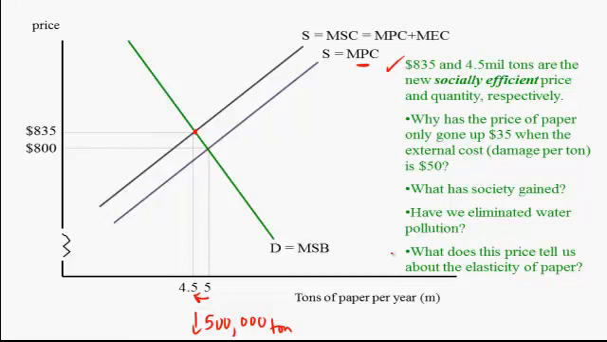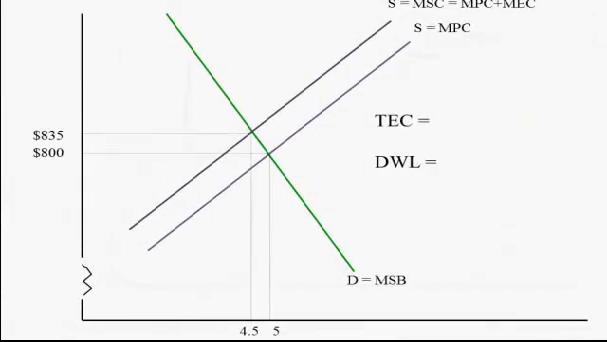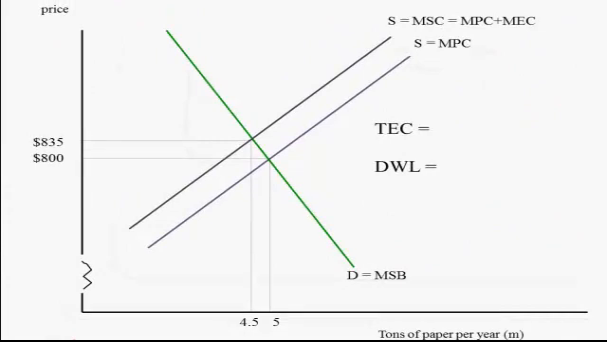And we've already answered this last question, what does the price tell us about the elasticity of paper? We already said that it's somewhat inelastic as a result of consumers paying more than half of the actual external cost. So we can look at a couple of different things here now quantitatively that we just talked about.